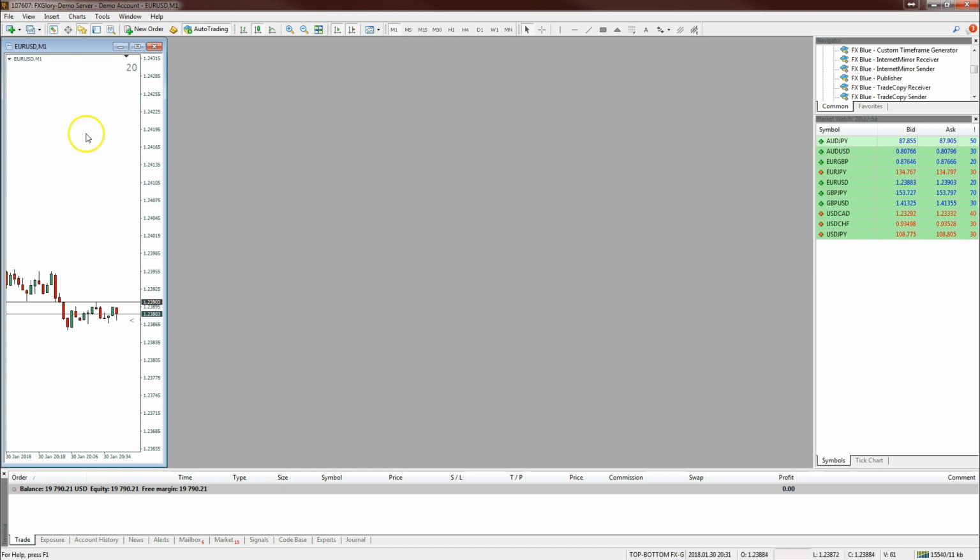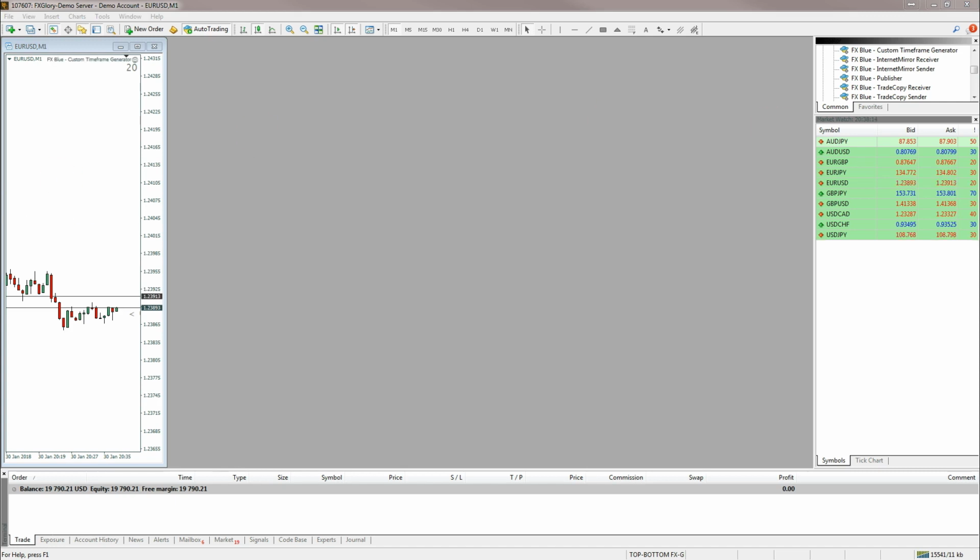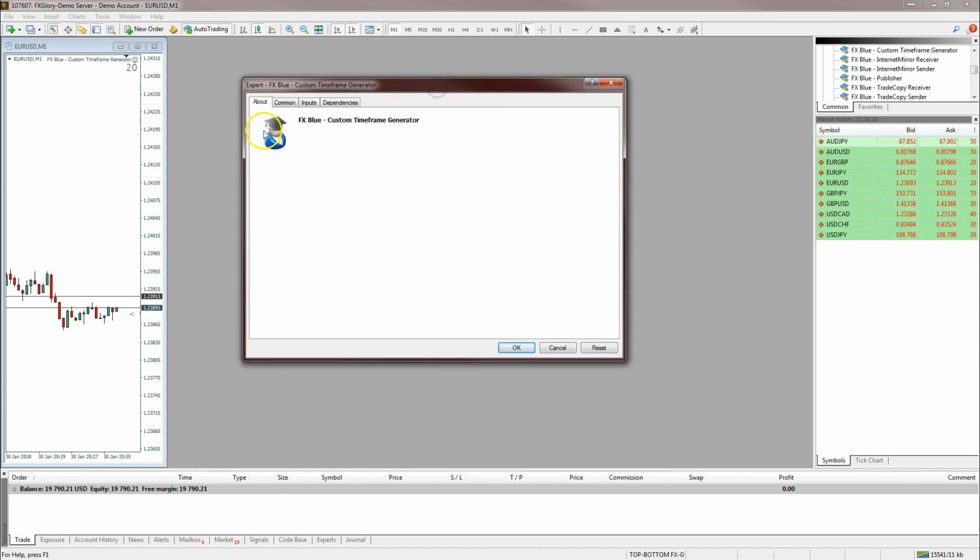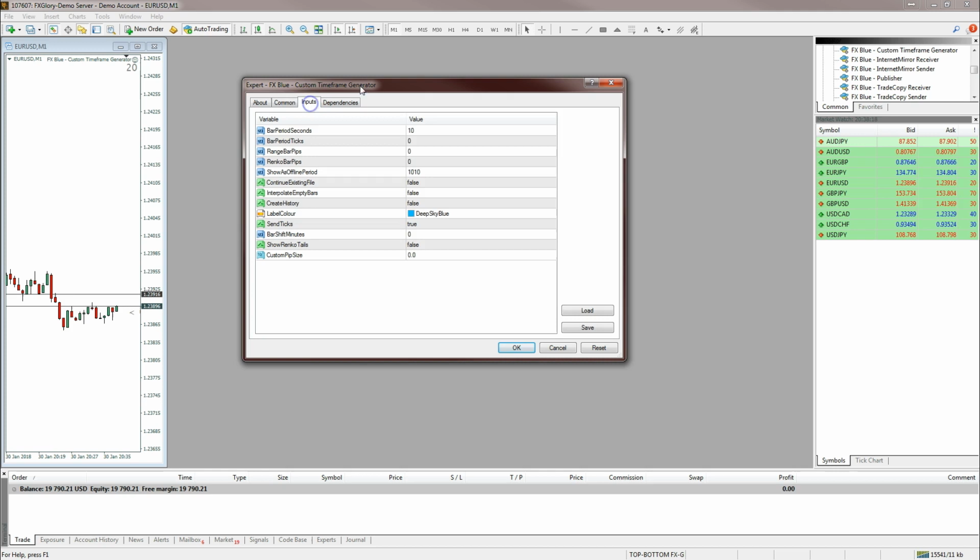Anyway, once you've installed it, there's a whole installation routine, and you've got this one. These are other ones that I've used in the past, but here you've got the FX Blue custom time frame generator. So what you do is you drop this onto a 1 minute chart, and then you get these settings.